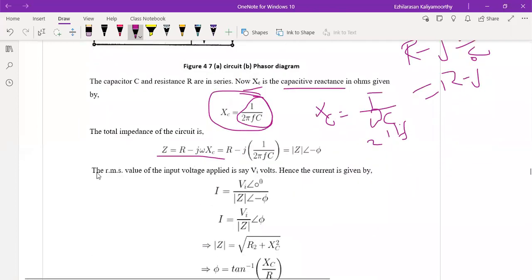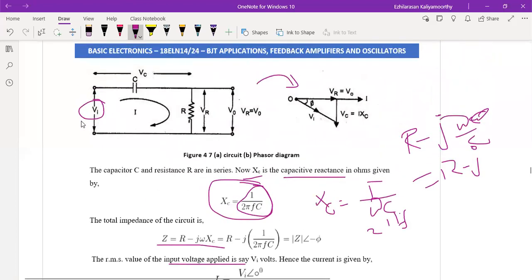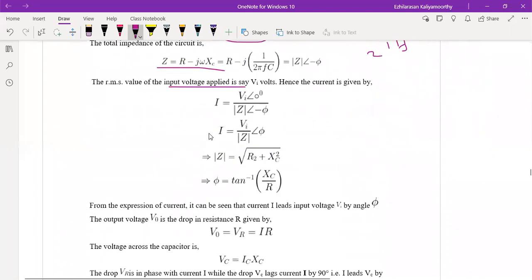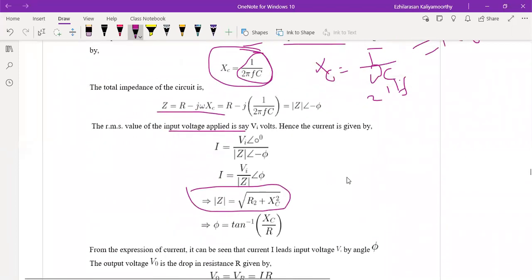Now very simple here. We apply an input voltage VI, and the current will be this. From this expression, we have to find the magnitude and the phase. The magnitude is the square root of a² + b², where a is R and b is XC, so it is the square root of R² + XC². To find the phase angle, phi is equal to tan inverse of b by a.